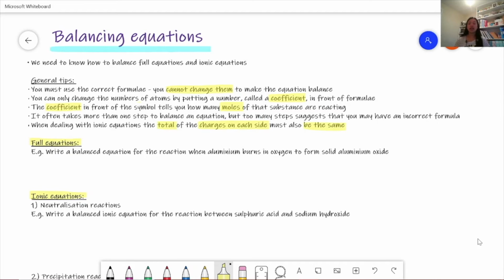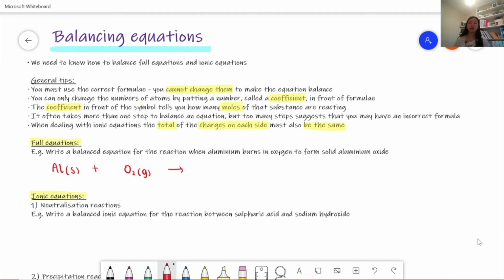So first we're going to look at full equations. And for this example, we're going to write a balanced equation for the reaction when aluminium burns in oxygen to form solid aluminium oxide. So first we write down all the reactants and products. So we have aluminium, and I'm also going to write the state symbol. So this is a solid. And we're going to react it with oxygen, which is a gas, and I'm going to leave a space just in case we need a coefficient. And then we're going to have aluminium oxide.